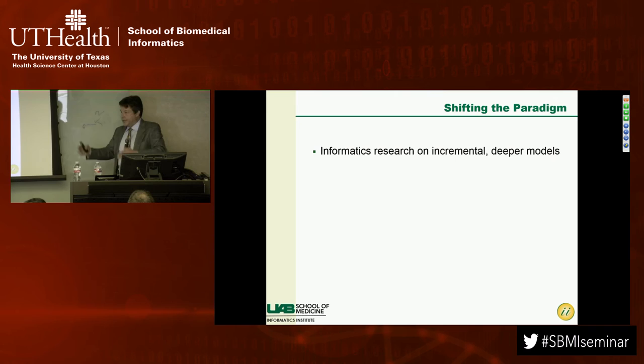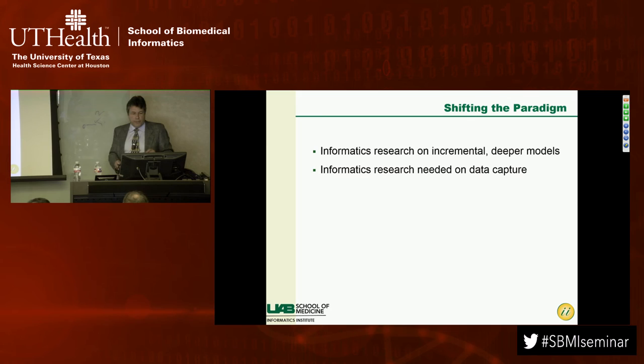Think up how we are going to represent the patient in some way that we can then compute on. We'll pick out pieces. We don't have to do the whole thing. But we create deeper models, and we start to work on those. We need informatics research also to figure out how we are going to get this additional data captured. Where's it going to come from?